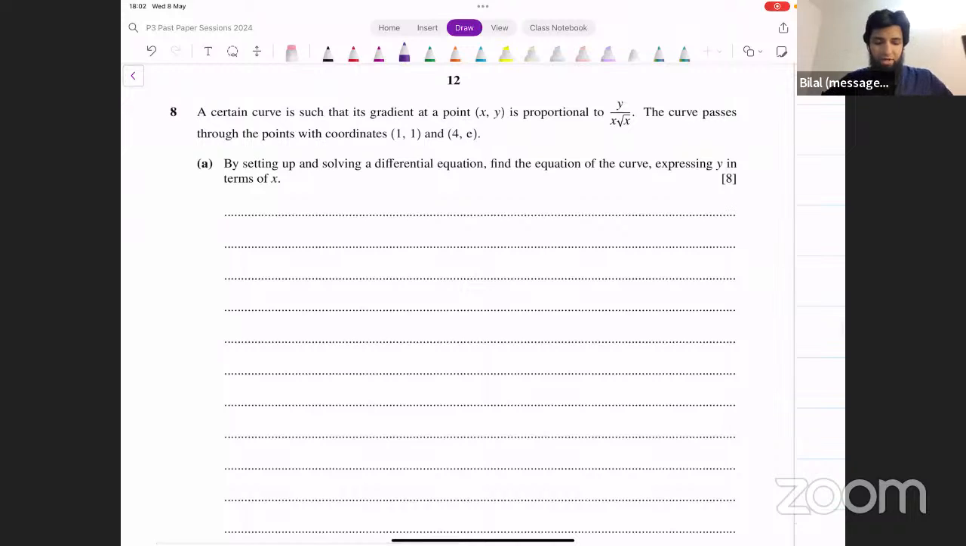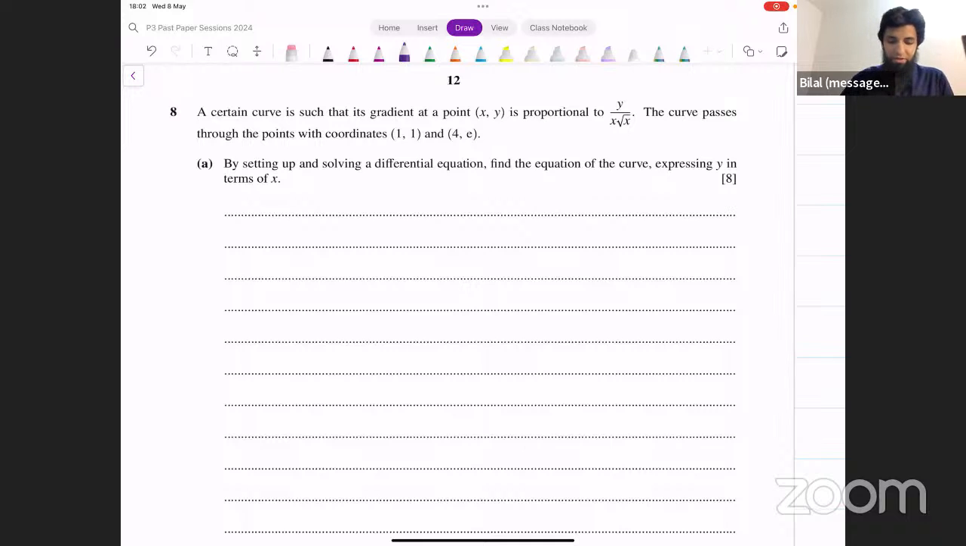Let's look at the next one now. Question number 8. Okay, so this is the next one that we have. This is slightly complicated. Okay, let's try this now. It says a certain curve is such that its gradient at a point (x, y) is proportional to y over x root x. The curve passes through the points with coordinates (1, 1) and (4, e). By setting up and solving a differential equation, find the equation of the curve expressing y in terms of x.